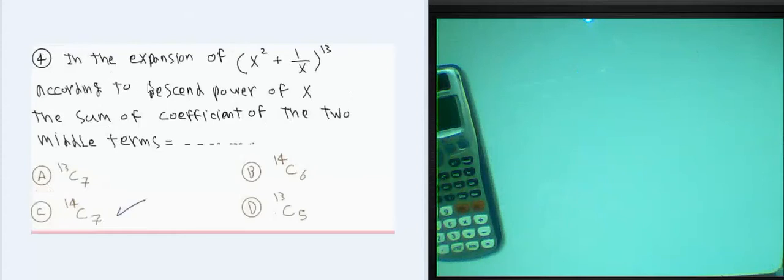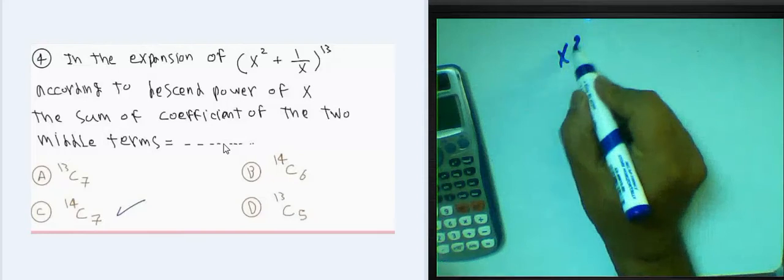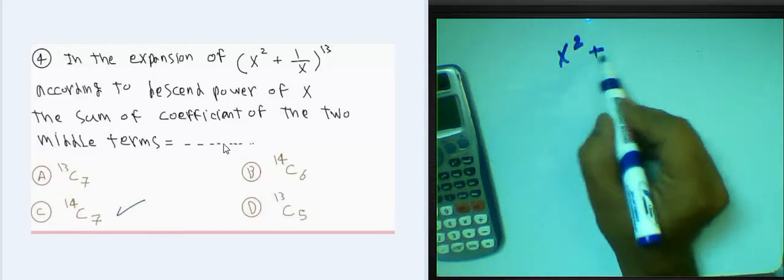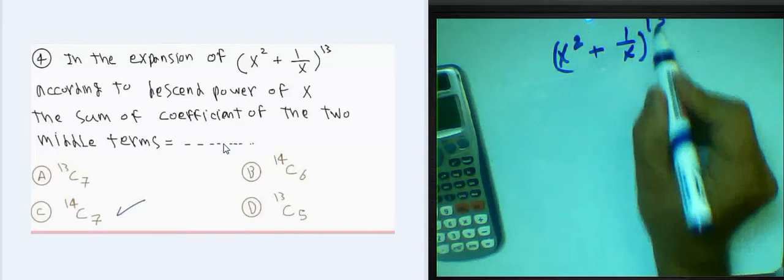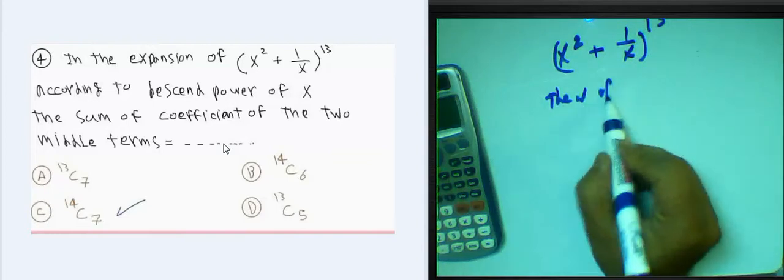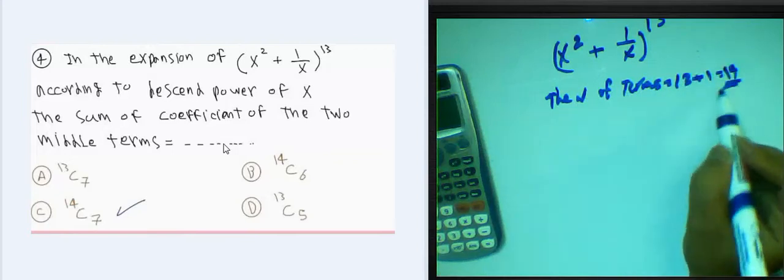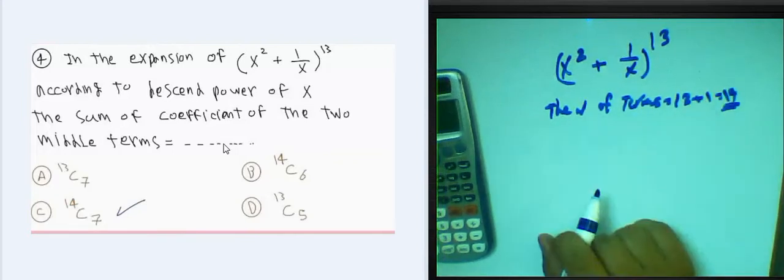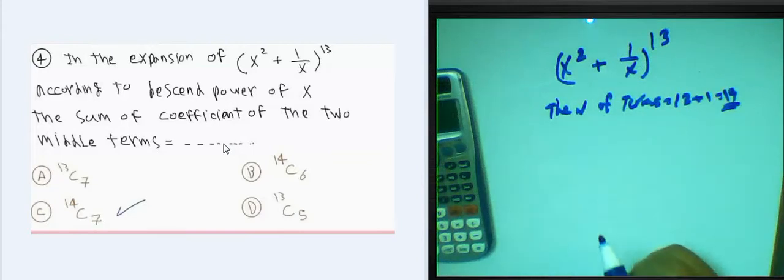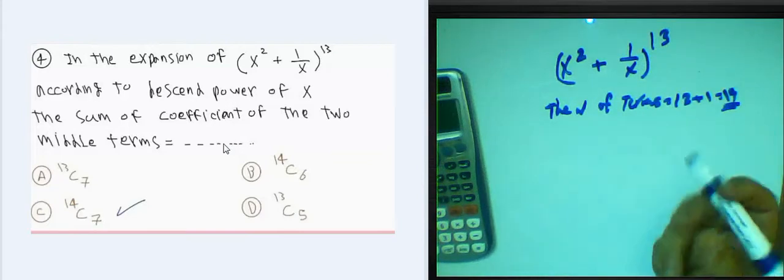Question 4. Expansion. In the expansion of (x² + 1/x)^13 according to descending powers of x, the sum of coefficients of the two middle terms equals what? Okay, we have this expansion, (x² + 1/x)^13. The number of terms will be 13 + 1 = 14. We have 14 terms in this expansion.